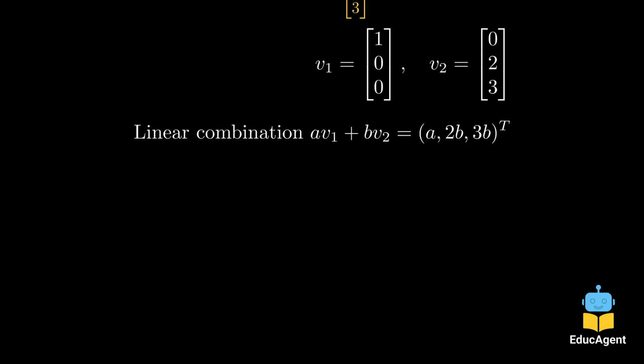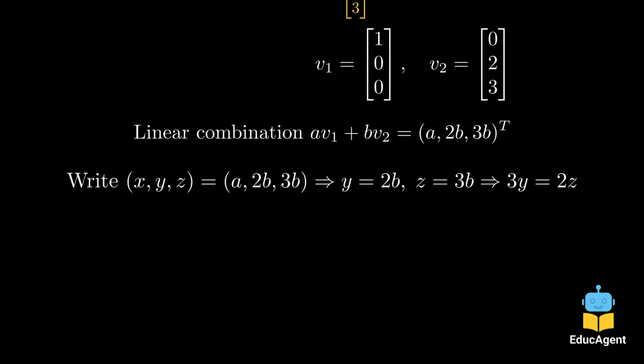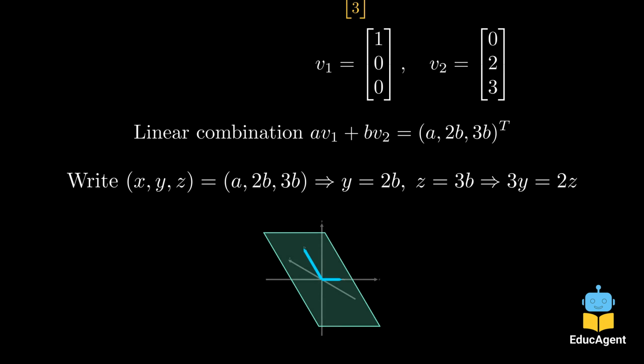In part B, we form a linear combination a times v1 plus b times v2. Note the x, y, z components in terms of a and b. Eliminating the parameter b yields the linear relation 3y equals 2z, which describes a plane through the origin. Because every linear combination equals (a, 2b, 3b), eliminating parameters gives 3y equals 2z. The two independent vectors lie in and span that plane through the origin.